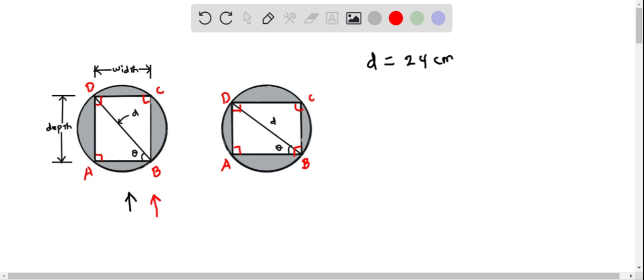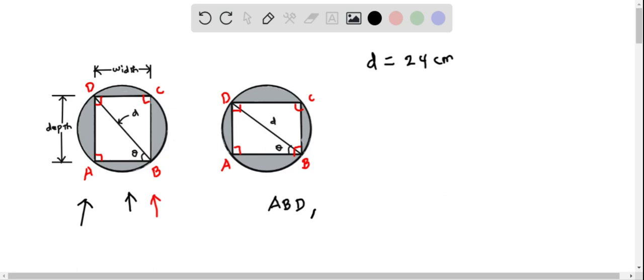We just have to express the area in terms of the depth and width. Finally, it will be in terms of theta. So let's write the area as a function of theta. So if we focus on this picture, we have a right triangle ABD. ABD is a right triangle.